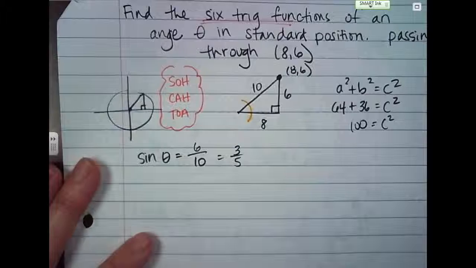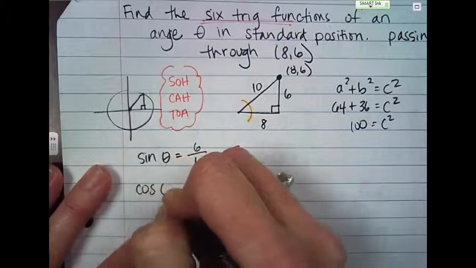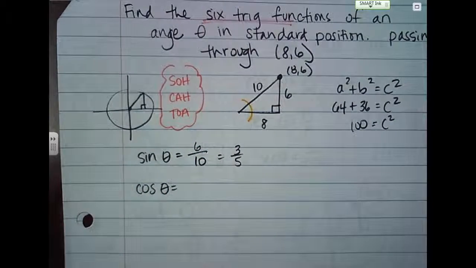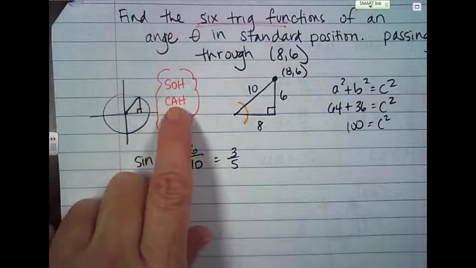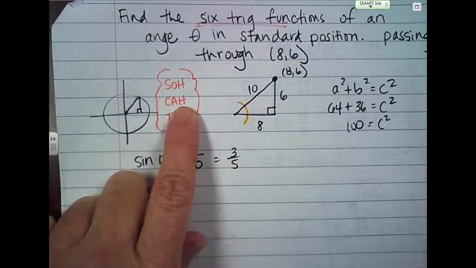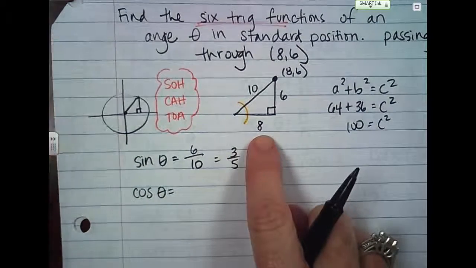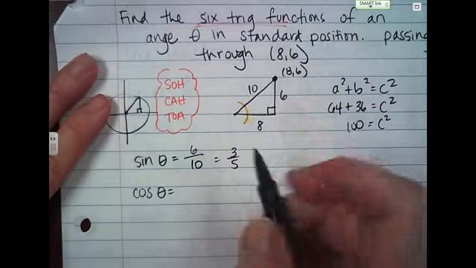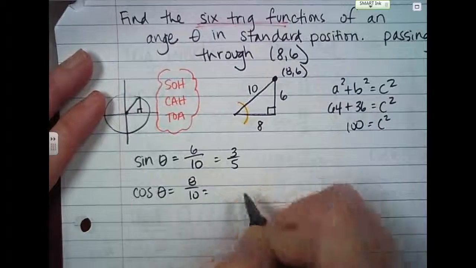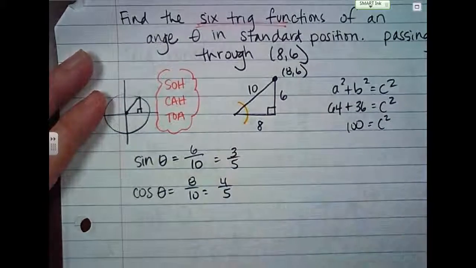Let's go to cosine. Cosine of theta. The formula for cosine is adjacent over hypotenuse. And what angle am I talking about? I'm talking about the yellow angle I marked. So the adjacent is the 8, and the hypotenuse is 10. So 8 over 10. And if I reduce it, I get 4/5.